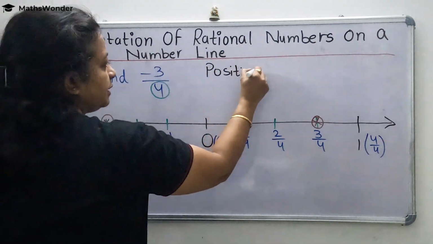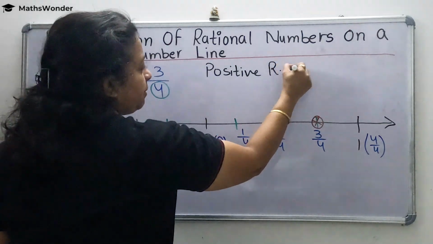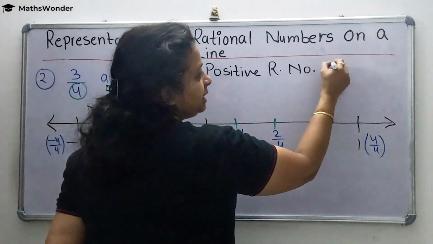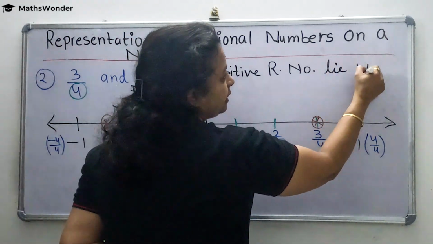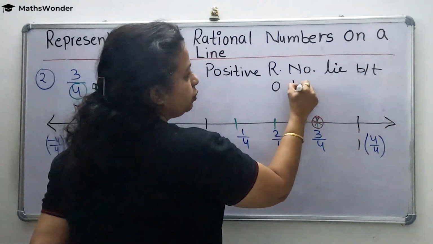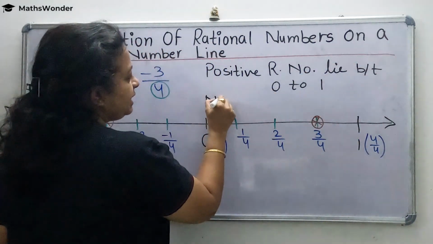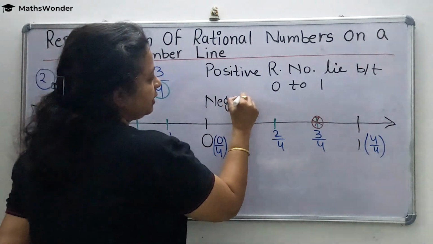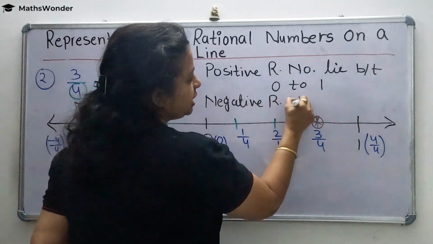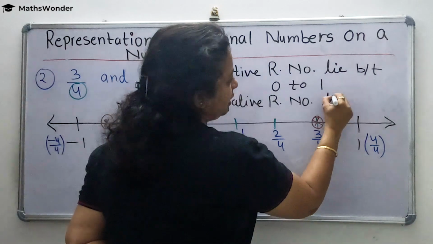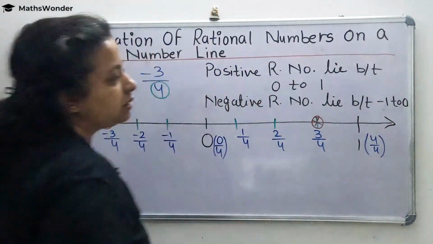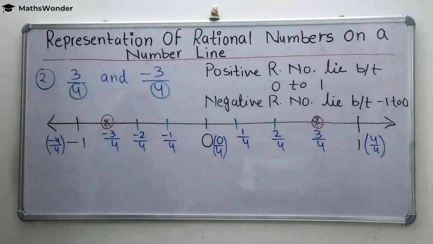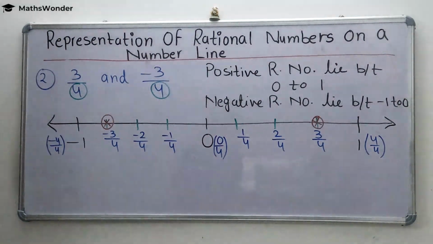positive rational number, draw between 0 and 1, and the negative rational number lies between negative 1 and 0. Simple concept. Okay, understood? Any confusion? No.